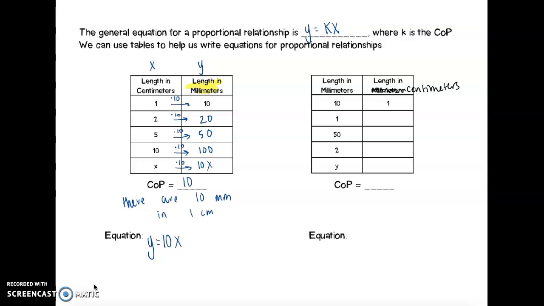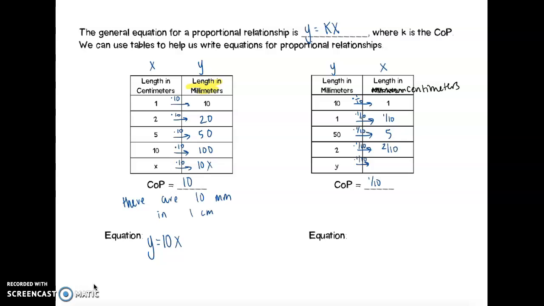I'm going to do the same thing for the table on the right, where I have my length in millimeters is y and my length in centimeters is x. And I want to think about, what do I multiply 10 by to get 1? That number is 1/10, which is my COP. And I want to do the same thing with everything on the left side to get the answer on the right side. So 1 times 1/10 is 1/10. 50 times 1/10 is 5. And then 2 times 1/10 is 2/10.